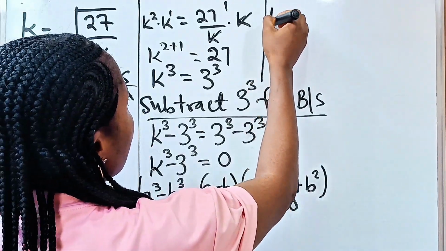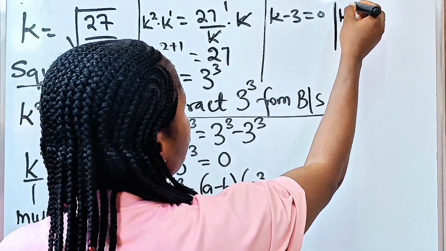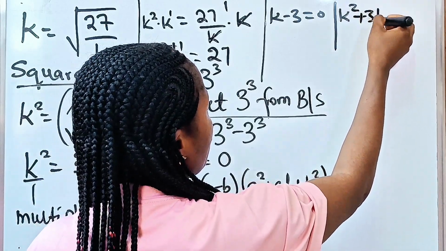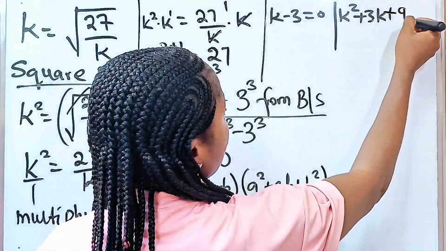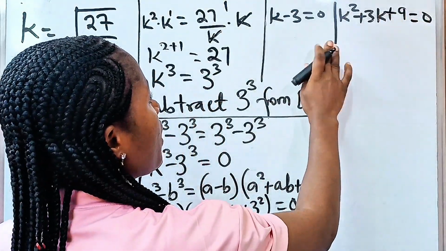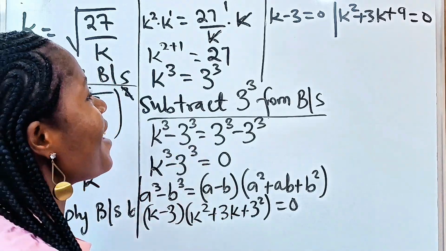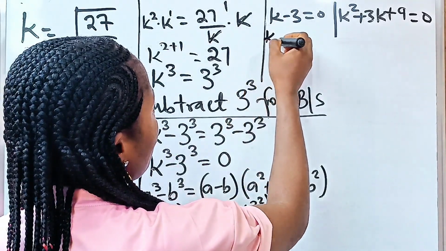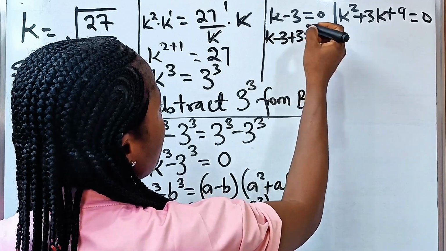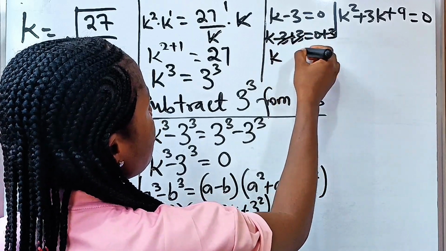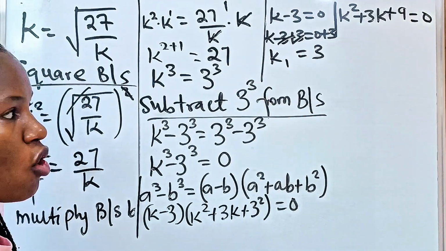Either k minus 3 is equal to 0 or k squared plus 3k plus 3 squared, which is 9, is equal to 0. Now we can find the first value of k. So k minus 3 plus 3 is equal to 0 plus 3. So we have k is equal to 3. This is the first value of k.